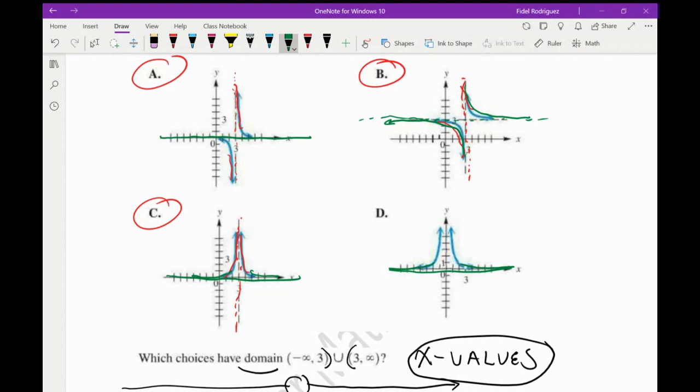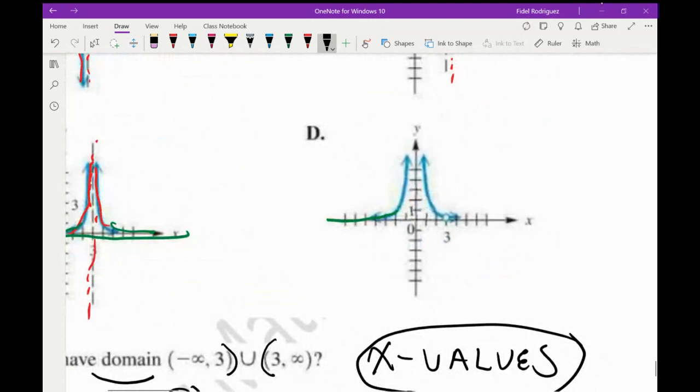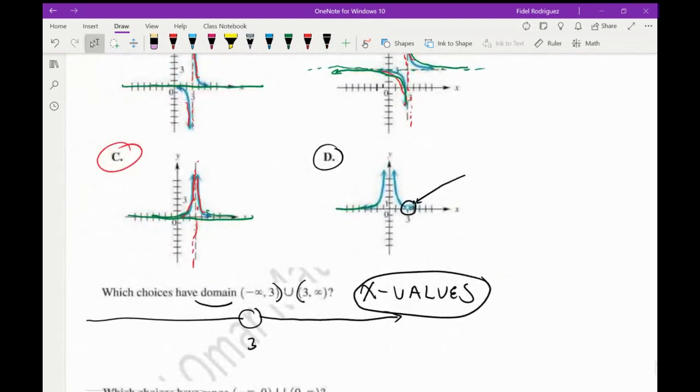Guys, one thing I want to point out, I just saw this right now as I was doing this. If you look on choice D, there's a circle right there, and if you notice, that circle isn't filled in. All of them have domains of negative infinity to 3 and 3 to infinity, because you can never plug in the number 3. The graph will either never touch it, or it's going to have an open point like that. So all of those have that same kind of domain.